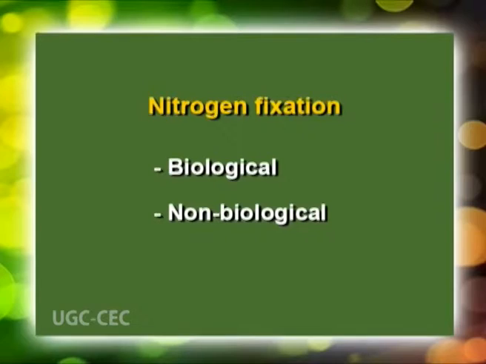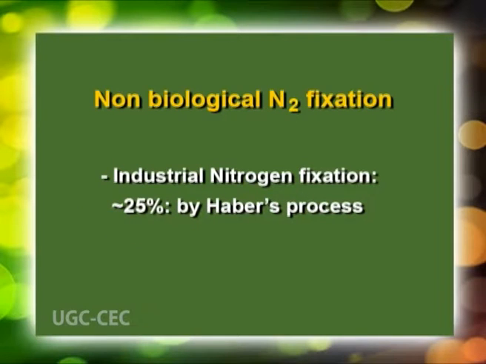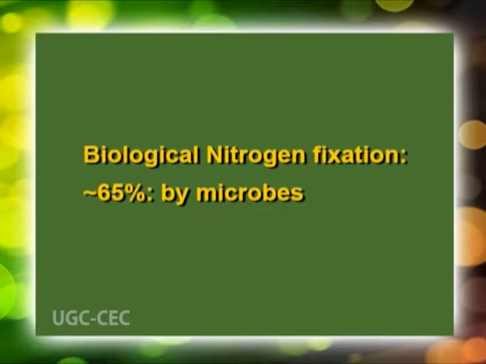Nitrogen fixation takes place mainly in two ways: biological or non-biological. Non-biological nitrogen fixation is carried out by either natural nitrogen fixation, that is by lightning and ultraviolet radiations, or industrial nitrogen fixation, that is by Haber's process. The third type is biological nitrogen fixation, that is carried out by microbes.